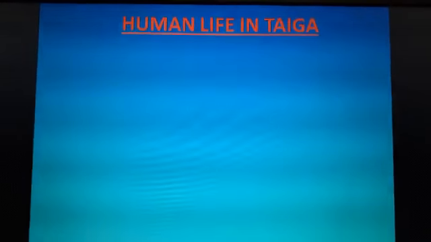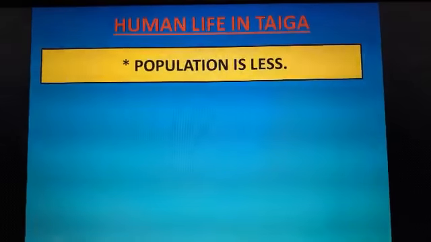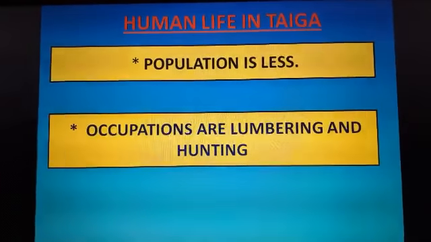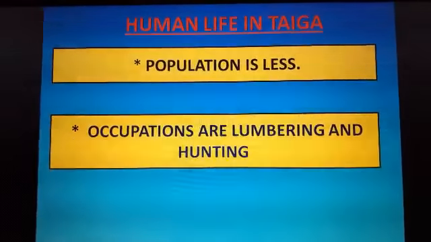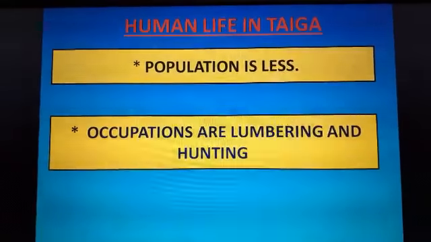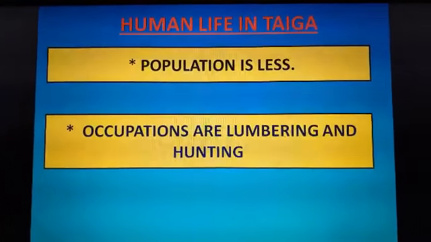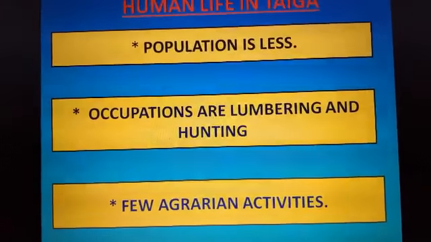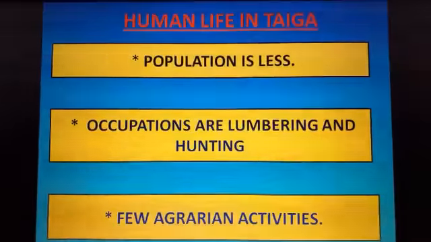Human life in taiga. Next we will see. Population is less because of the climatic conditions. Occupations are lumbering and hunting. The trees are there, so they cut down the trees for wood and hunt the animals. Few agrarian activities, some small cultivation of crops they are doing.